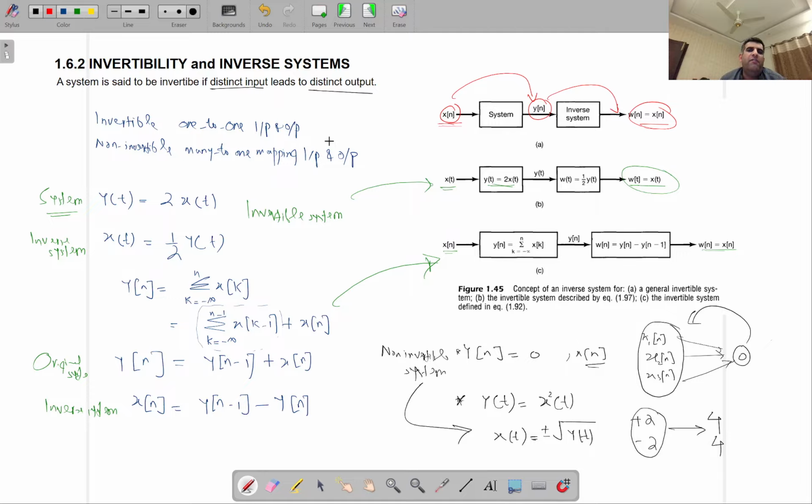So I can recover the input if a system has an inverse system, or it's an invertible system, right? Any system which is non-invertible, we are going to use the word non-invertible, means that you cannot recover the input from the output when you receive it. So this is the distinction between an invertible and a non-invertible system.